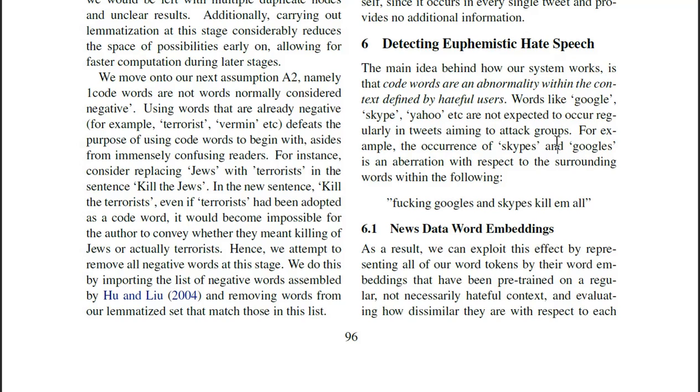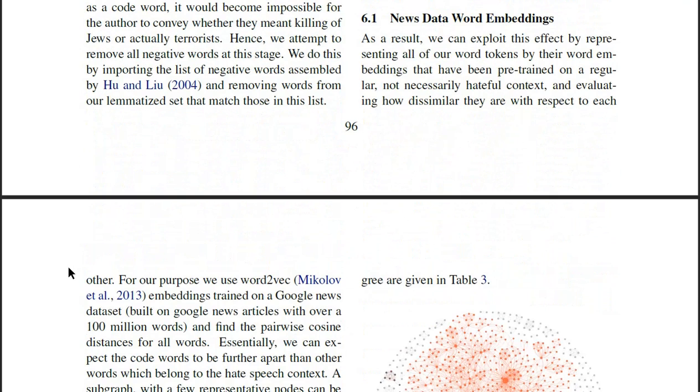Right. So this is a fair point. For example, the occurrence of Skype, Google is an aberration with respect to the following surrounding words. So you don't expect these surrounding words with these words. So that is why these also act as code words, because if you expect them to occur, then the main idea of conveying a different meaning would not work. Alright.